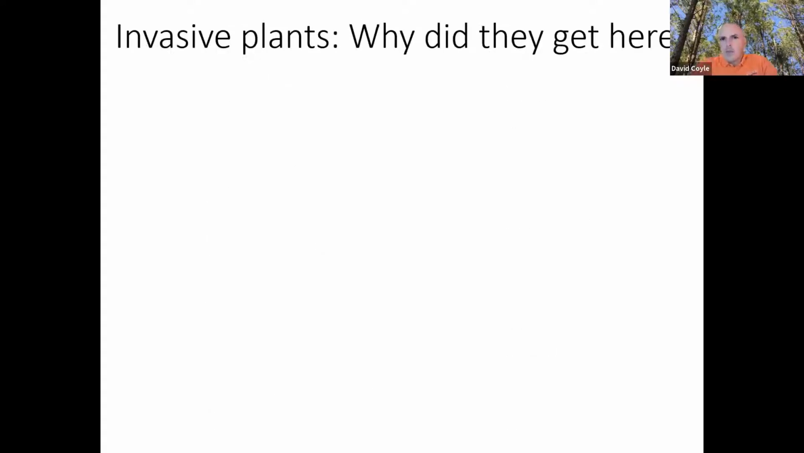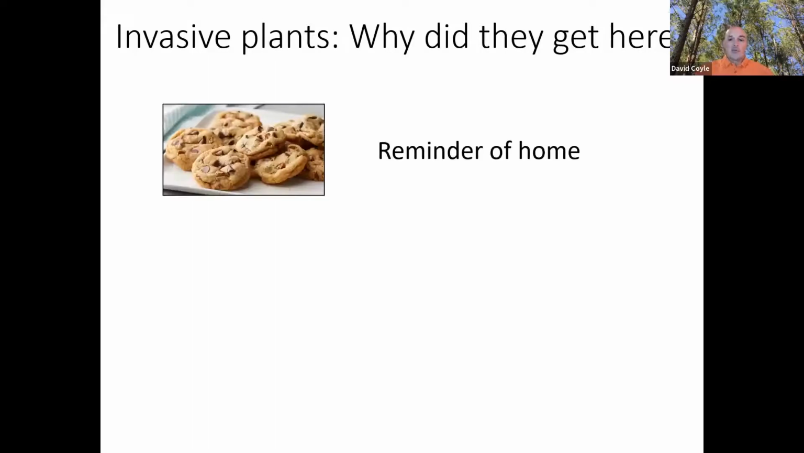So why would someone bring an invasive plant over here? I think it's important to know that a lot of plants that were initially brought over here, they did not see them as invasive in their native land. Maybe they didn't behave that way, or maybe they kept them in pots and it was very much a garden thing, so they didn't see them get out. But people brought them over for major reasons, as a reminder of home.